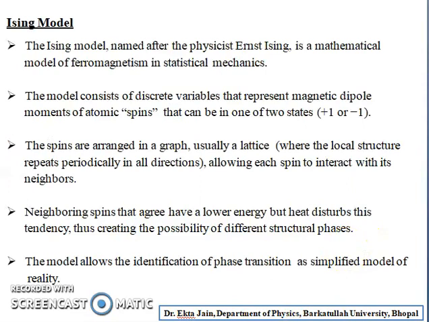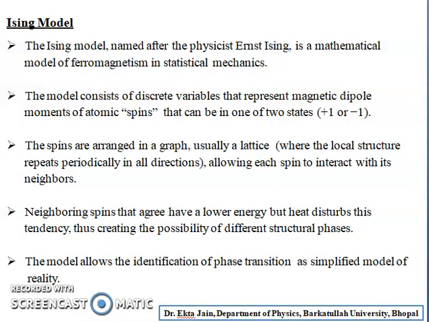Now, we have studied phase transition, first order phase transition, second order phase transition, critical exponent, scaling hypothesis. Now, last but not least, the topic that comes is the Ising model. So, in this slide, I want to give some highlights about the Ising model. The Ising model, named after physicist Ernst Ising, is a mathematical model of ferromagnetism in statistical mechanics.